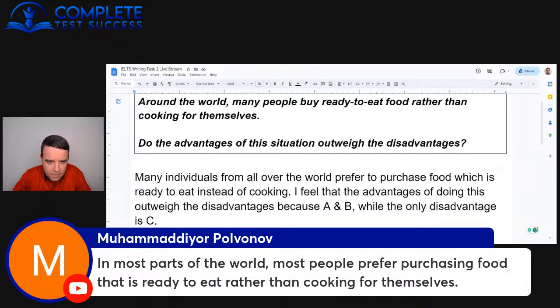Mohammediyar: in most parts of the world. Now we want our paraphrase to have the same meaning as the question. So the question didn't say in most parts of the world, it just said around the world, kind of generally. So we want to have the same thing. So try not to change the meaning at all, if possible.